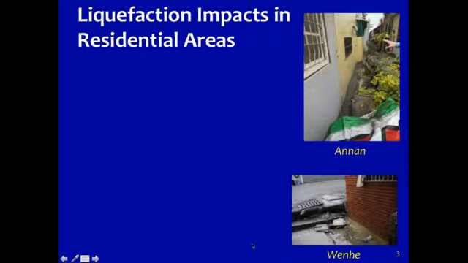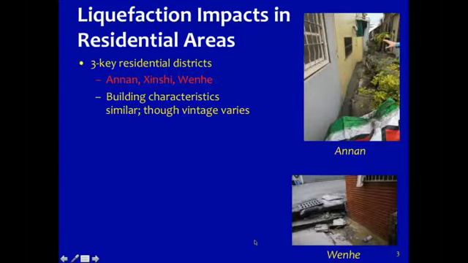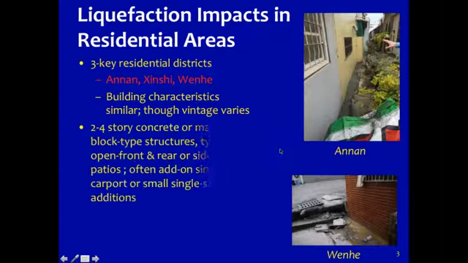So we'll talk in particular about the impact on three key districts, namely Anan, Jinshi, and Wenhe. The building characteristics and types are relatively similar within these districts, though their vintage varies. The structures in these districts, like many in South Taiwan, range in height from about 2 to 4 stories or so, so low to mid rise in nature. They're either of concrete or masonry block type construction. Typically, they have an open front and rear or side covered patio, and often we found an add-on single-story carport or other smaller single-story additions that the residents had made provisions for.